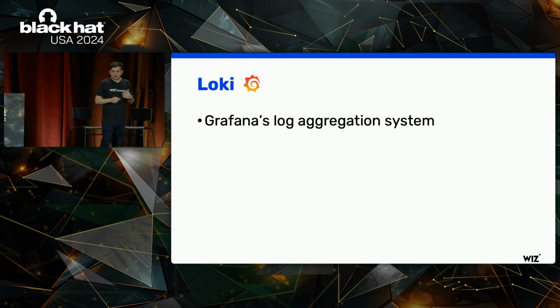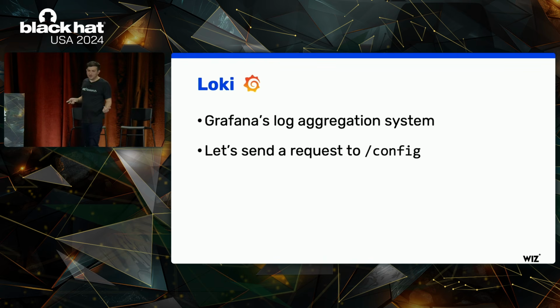Loki is a log aggregation system made by Grafana, and this is basically the solution that SAP used in order to collect all the logs from the service. They stored all the logs using Loki. Now, Loki has a /config API, which is supposed to print out the full configuration of the server. So we tried accessing /config, and we saw the configuration.